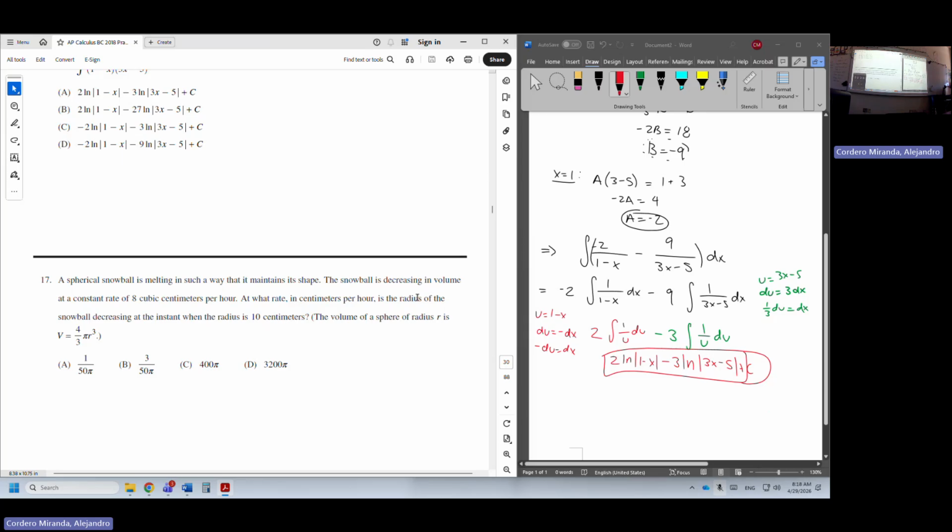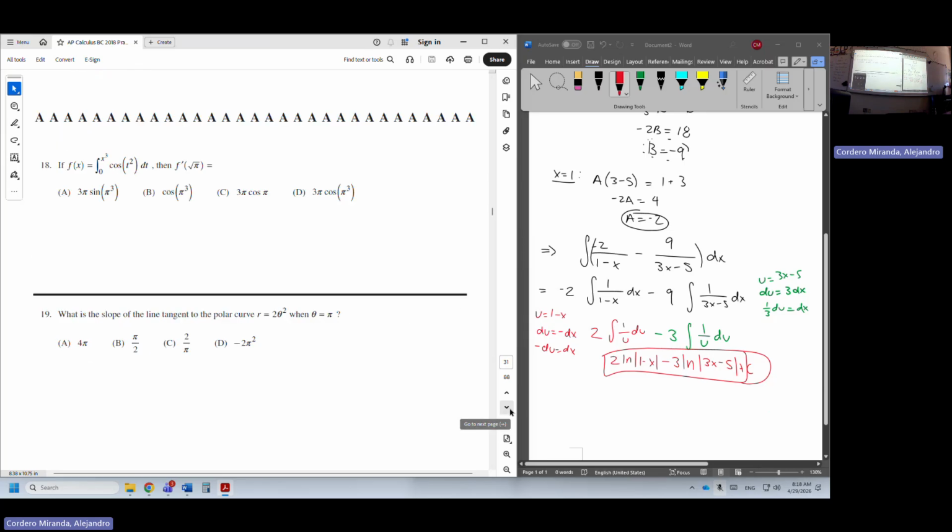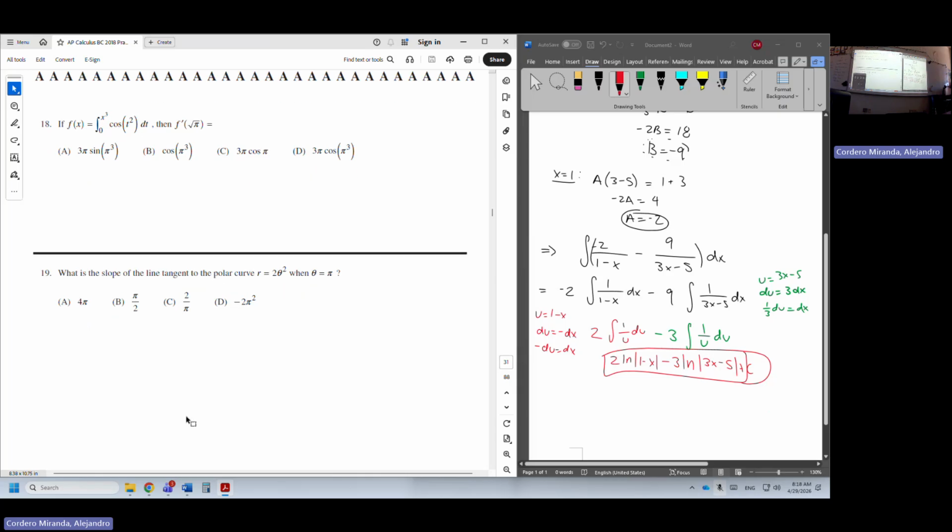Spherical snowball melting in such a way, what rate? No, that's related rates. Not BC only. If f of x equals that, f prime, that's the fundamental theorem, not BC only. So for the tangent line to the polar curve, yes, BC only. See how much you remember about the slope of a tangent line of a polar curve? Good luck, 2.5 minutes.